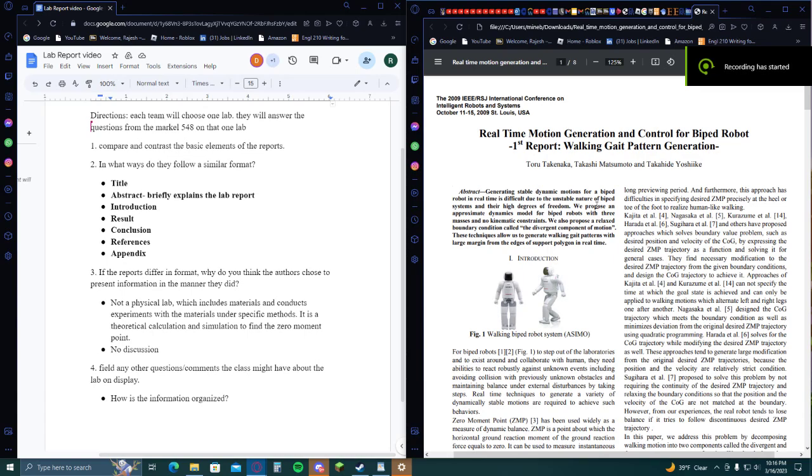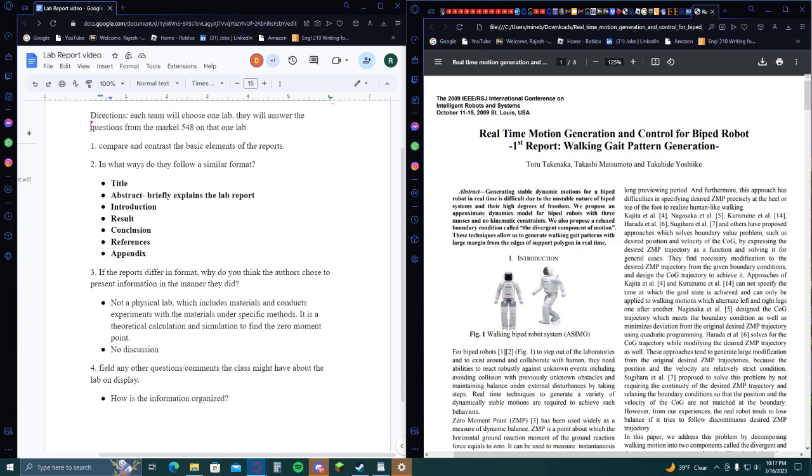Good morning, everybody. We are Group 3, the Mechanical Engineering Group, and today we're going to compare and contrast Markle 548's basic lab report elements questions with our lab report labeled Real-Time Motion Generation and Control of Biped Robot, First Report: Walking Gait Pattern Generation. So, number one, compare and contrast the basic elements of the report.